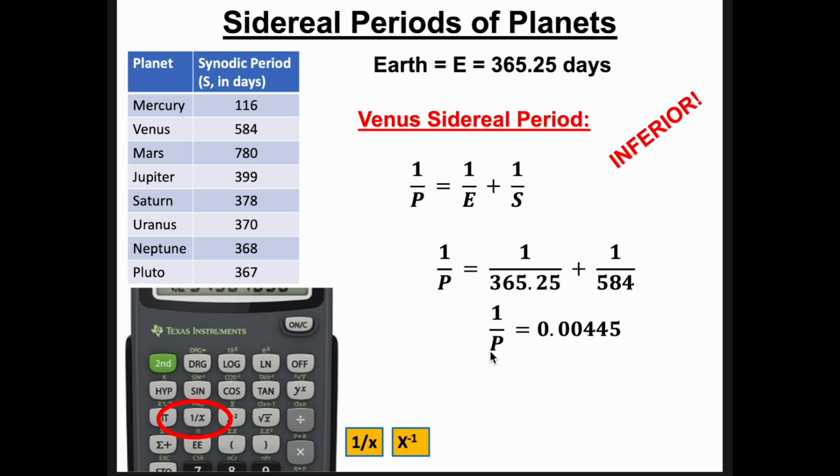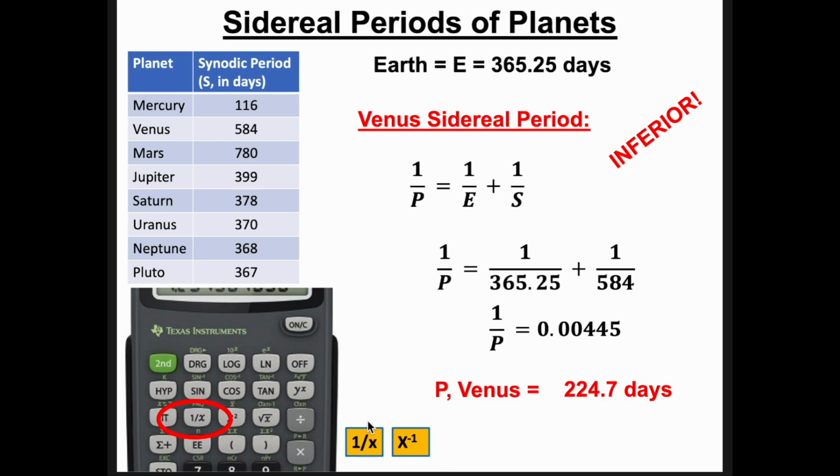So I want to point out something really important. If you've got a scientific calculator, there's a good chance you have a button like this: 1 over X. Maybe it says X to the negative 1. This is going to make fixing this very, very simple. We need to take 1 divided by this to get our answer. So we can just have this number, hit 1 over X, or hit that X to the negative 1 button, and we should get a sidereal period of 224.7 days.